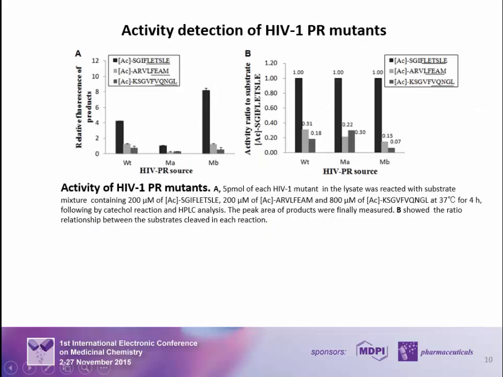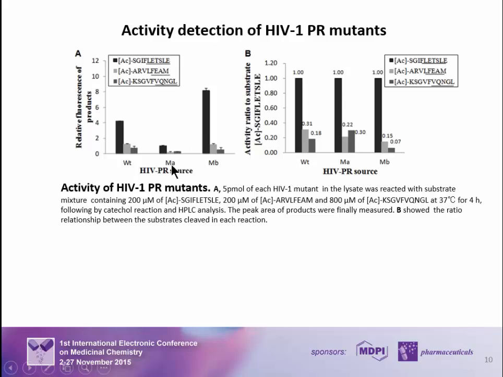To further test whether the assay can be used to measure the activity of HIV protease mutants, we performed this experiment with the lysate from the wild-type HIV protease and mutant A and mutant B. Here the lysate containing 5 picomole of each HIV protease was incubated with the substrate mixture at 37 degrees for 4 hours, followed by the chemical reaction and HPLC analysis. The result is shown in figure A, and based on this result, the ratio of the substrate cleaved in each reaction was calculated and shown in figure B.